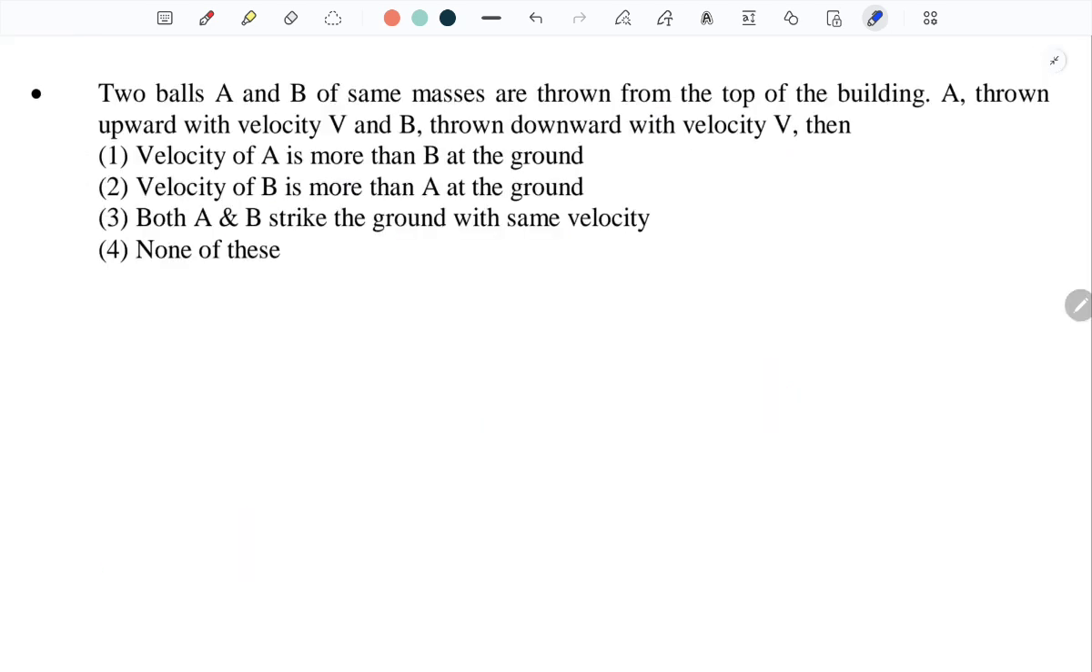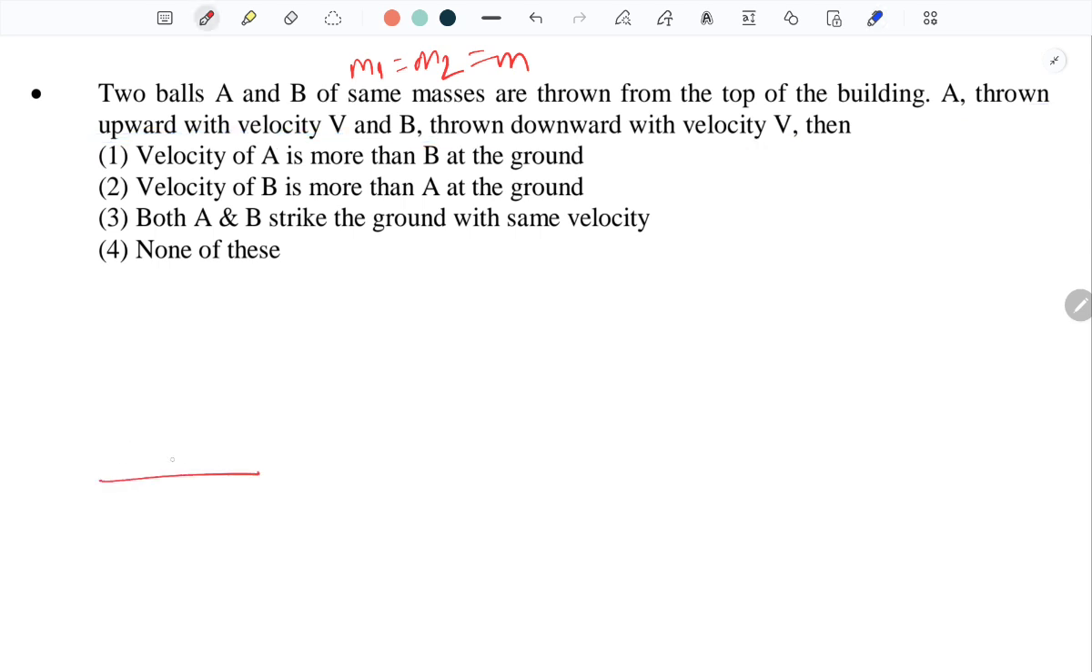So let us discuss this next question. What does it say? Two balls A and B of same masses. The masses are same, so I can write M1 is equal to M2 is equal to M. Then they are thrown from the top of a building. A is thrown upward with velocity V. B is thrown downward with velocity V. So this is the case.